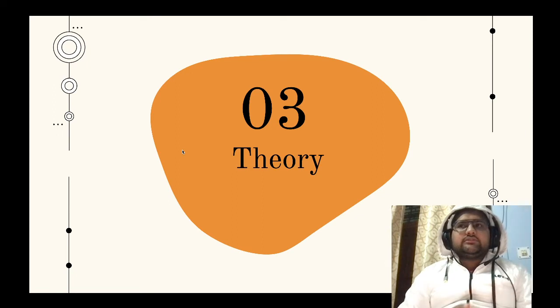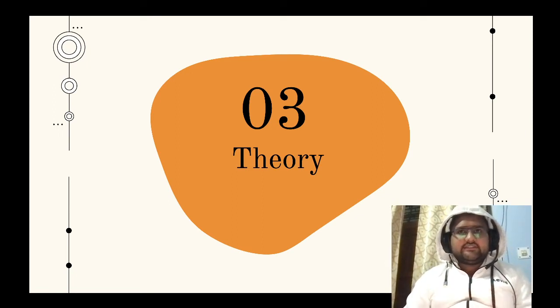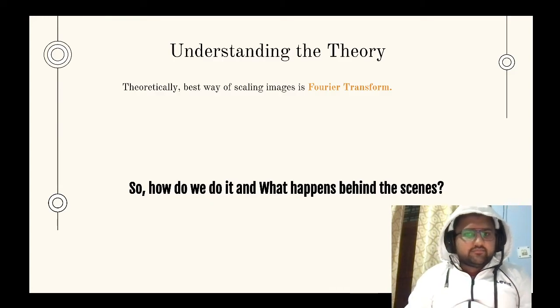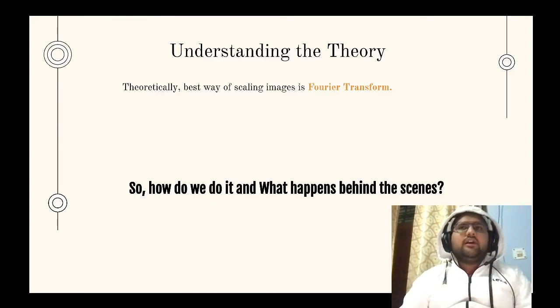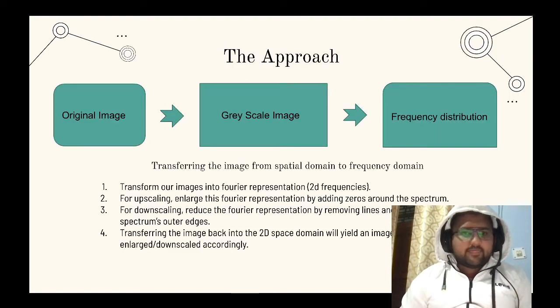So this was the theory behind. This was the code behind all that. Now let's deep dive into the theory. Among many methods, Fourier transformation for scaling of images is the best one. So let's see what happens. Well, we saw what we did.